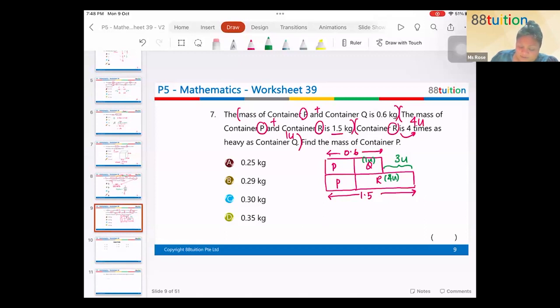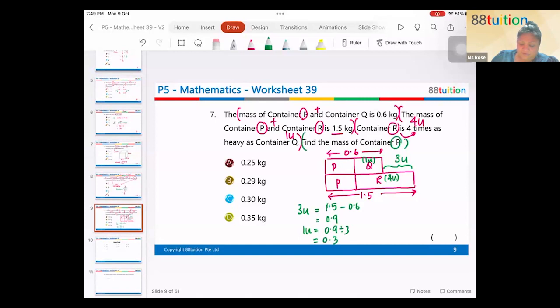Okay, so from here, you know that 3 units is equal to 1.5 minus 0.6 to give me 0.9. So 1 unit will be 0.9 divided by 3 to give me 0.3. So find the mass of container P.